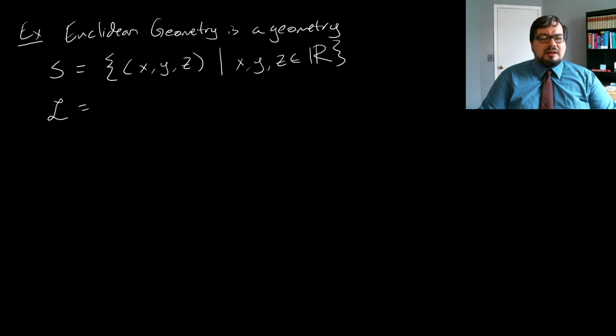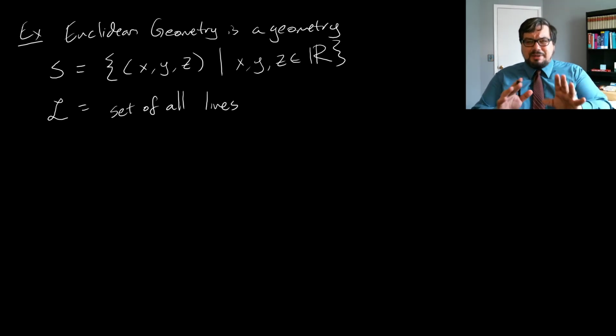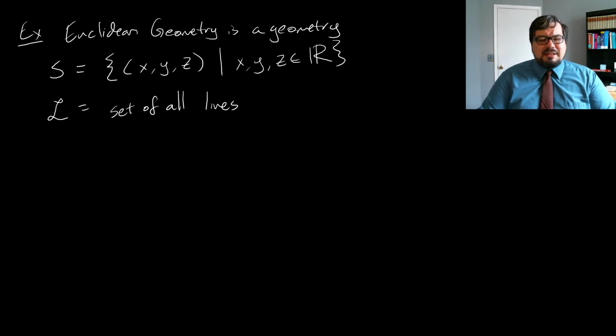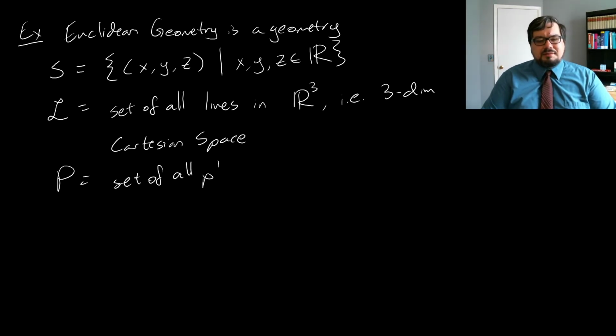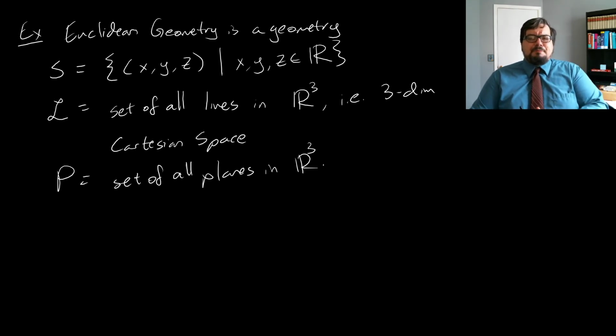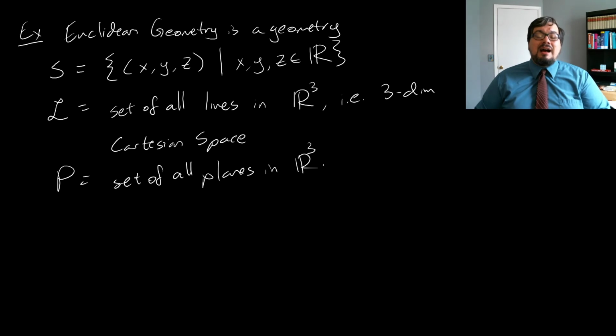Our lines are, well, I'm going to cheat a little bit here. I'm just going to call it the set of all lines in R3, i.e. three-dimensional Cartesian space. And P is the set of all planes in R3. And so here I'm using linear algebra. These things can be defined using linear algebra. So a plane is a set of points which satisfy a linear equation, and lines are sets of points that satisfy a pair of linear equations at the same time.